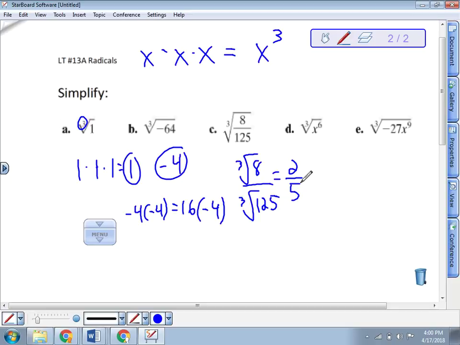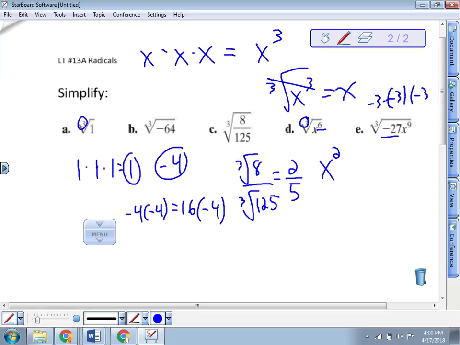Those are perfect cubes. D, again, if I have an x cubed, a cube root would cancel that out, and it would just give me x. So I'm going to divide 6 by 3. 6 divided by 3 is 2, so that's x squared, no longer under the radical. Here, let's do the numbers first. Negative 27, that's a perfect cube. Negative 3 times negative 3 times negative 3. So it's negative 3, and I've got an x to the 9th here, so divided by 3, it's x to the 3rd. There would be your final answer for that one. So there you have an introduction into radicals with square roots and cube roots.